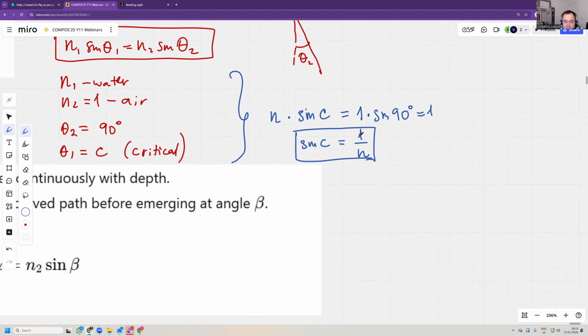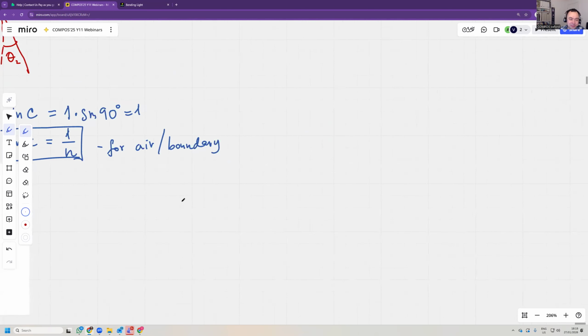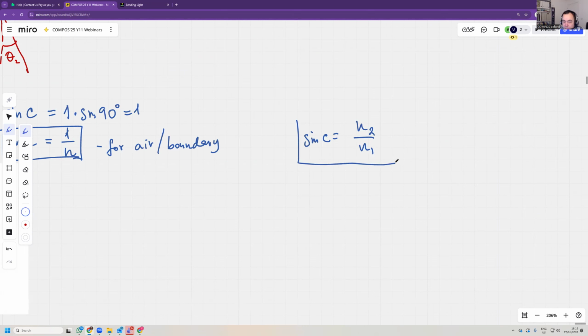This is for the air-water boundary, or air-glass boundary. And for a different boundary between two media, sine of the critical angle is equal to n2 over n1.